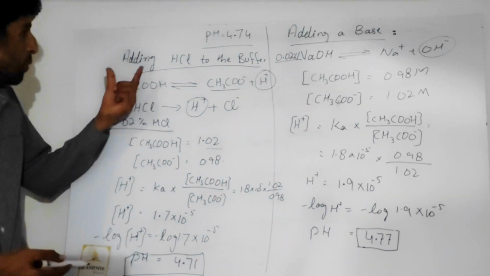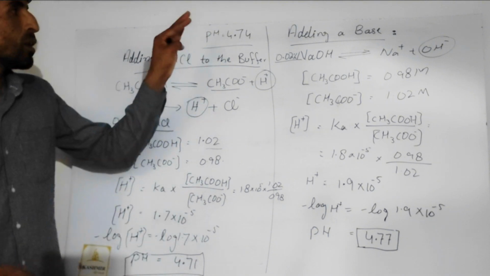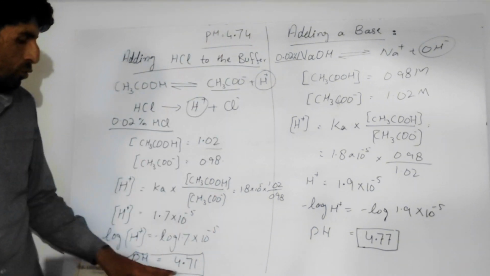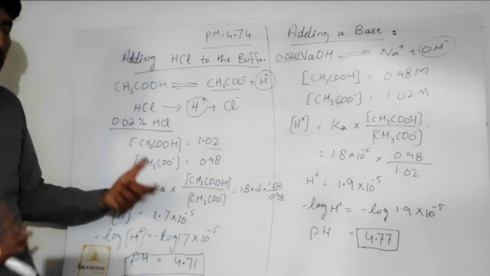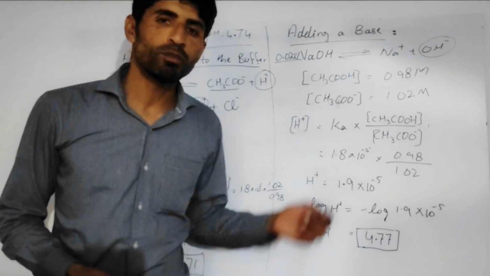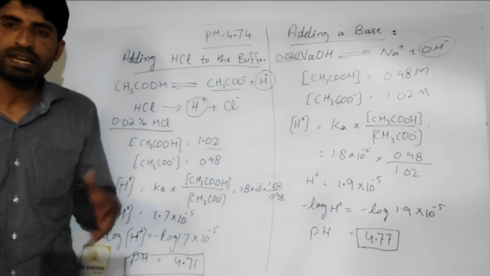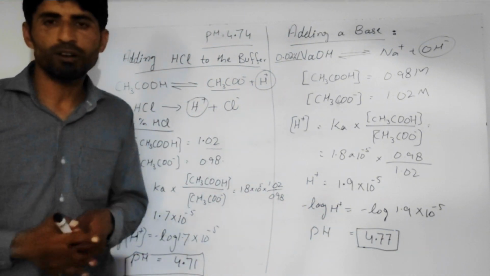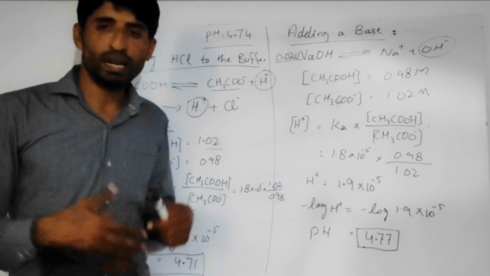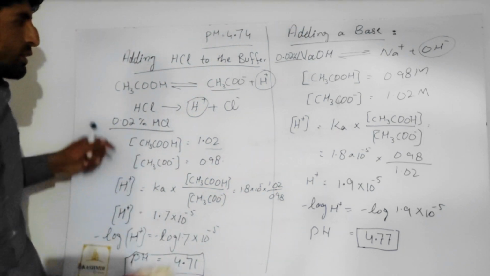That is, upon the introduction of acid to the solution, the pH changes from 4.74 to 4.71, and upon the introduction of a base to the solution, the pH changes from 4.74 to 4.77. That is a very slight change as compared to water. Let us discuss the case of pure water.